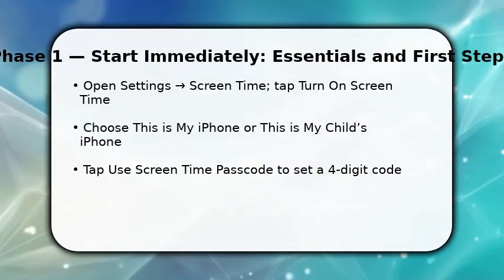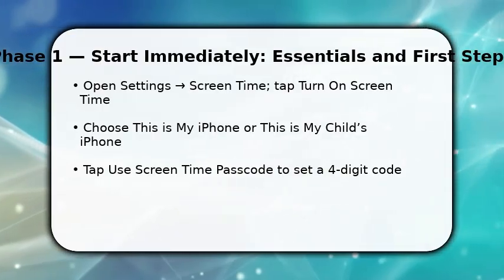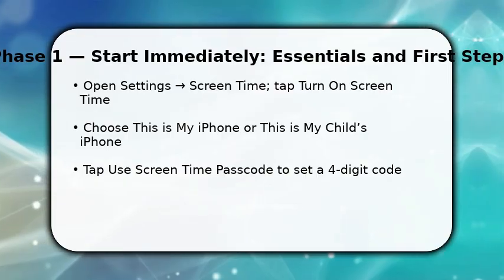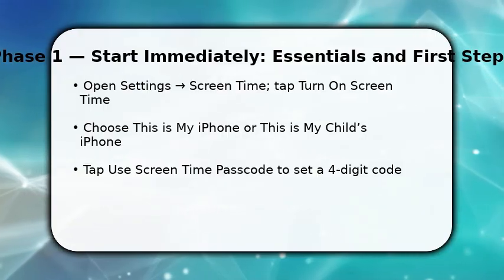You're starting in Settings, open Screen Time and tap Turn on Screen Time immediately. Choose whether this is your device or a child's device because that changes parental controls. Next, select Use Screen Time Passcode.